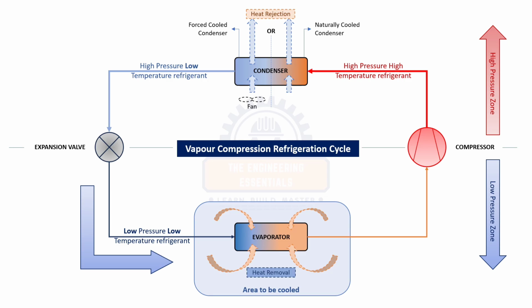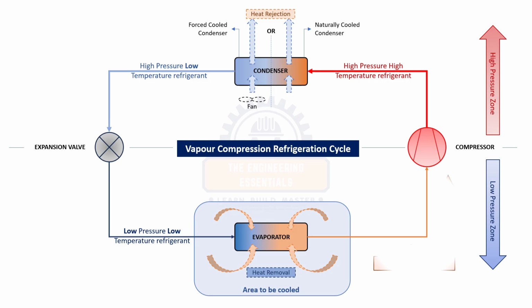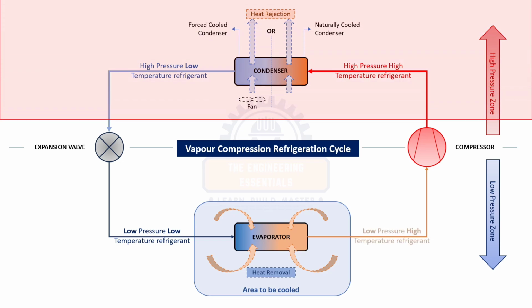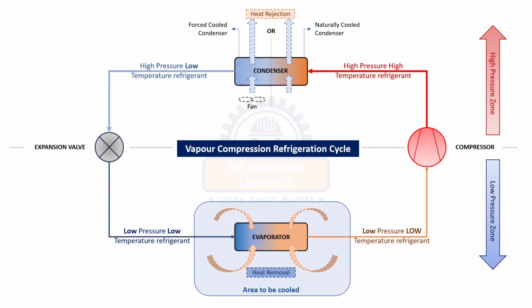The evaporator is placed in the area which we want to cool down. The liquid refrigerant in the evaporator absorbs heat from the surrounding area and cools the area. In turn, the refrigerant vaporizes with an increase in its temperature and hence outputs low pressure, low temperature vapor refrigerant, which again goes to the compressor and hence the cycle repeats. This continuous cycle gives us the required refrigeration effect, or the cooling effect, which you desire. In the shown schematic, the upper half is the high pressure zone, meaning the refrigerant flows at high pressure, and the lower half is the low pressure zone, where the refrigerant flows at low pressure.